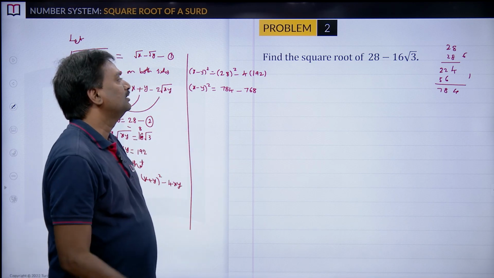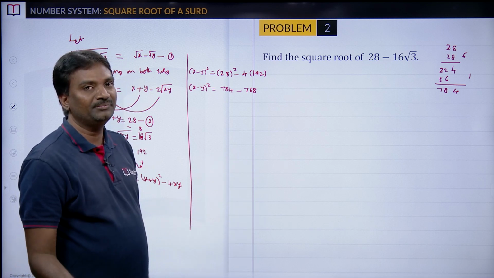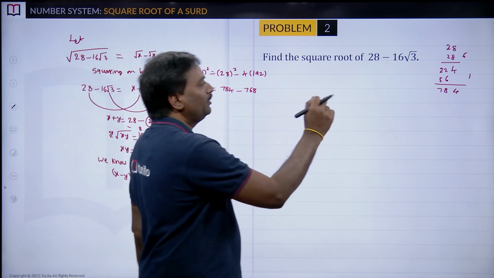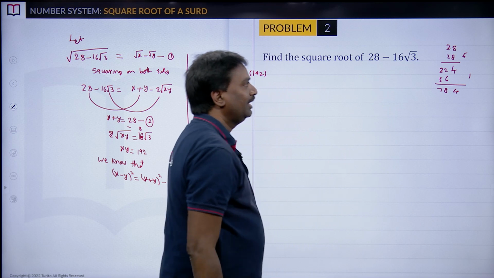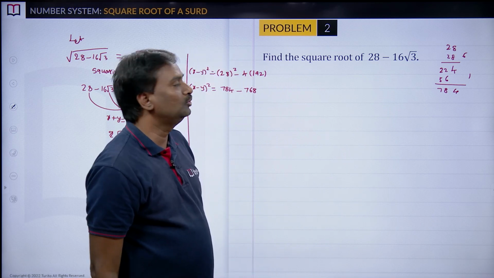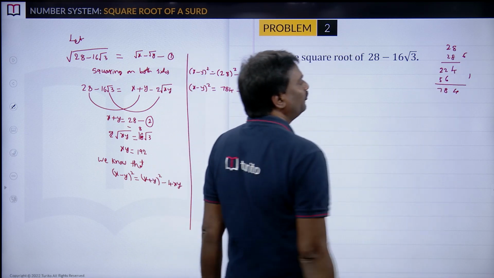Here we have 28 whole square, and again simplifying 28 into 28: 8 eights are 64, 8 twos are 16 plus 6 is 22, giving 4 carry 2. Next 2 eights are 16, 2 twos are 4 plus 1 is 5.